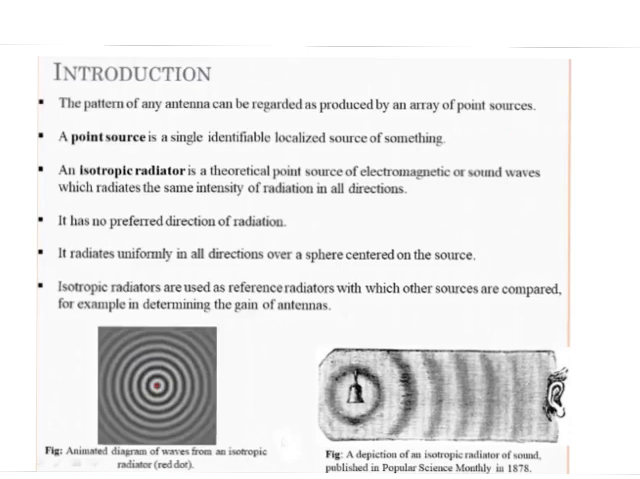A point source we can define as a single identifiable localized source of something, and an isotropic radiator is a theoretical point source of electromagnetic or sound waves which radiates the same intensity of radiation in all directions, with no preferred direction of radiation. It radiates uniformly in all directions over a sphere centered on the source. Isotropic radiators are usually reference radiators, because whenever we analyze the parameters of other antennas, we take these isotropic radiators as the reference.